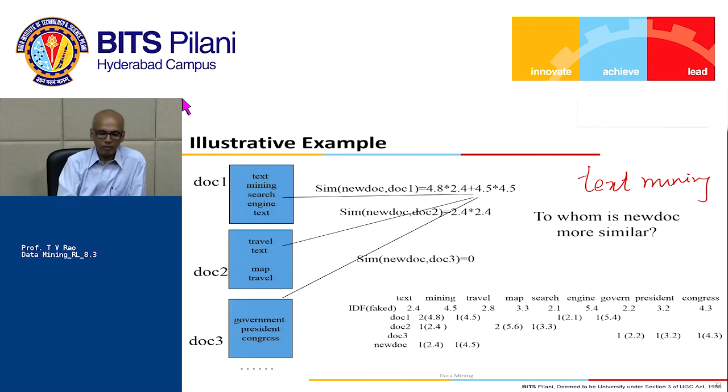Clearly the similarity with doc3 is going to be 0 because there is nothing in common. But between doc1 and doc2, you can see that the new document has a greater similarity with doc1 compared to doc2. So this is one example, one approach, whereby you can cluster or combine the documents which are similar.